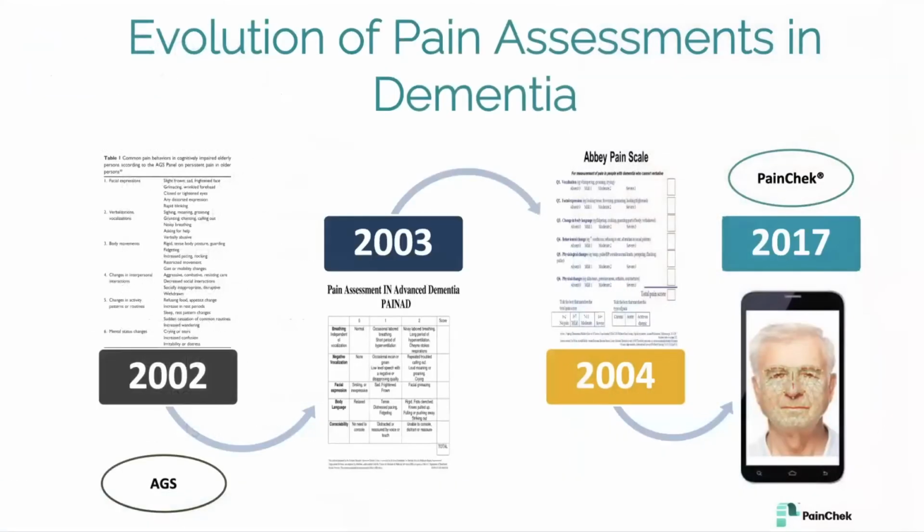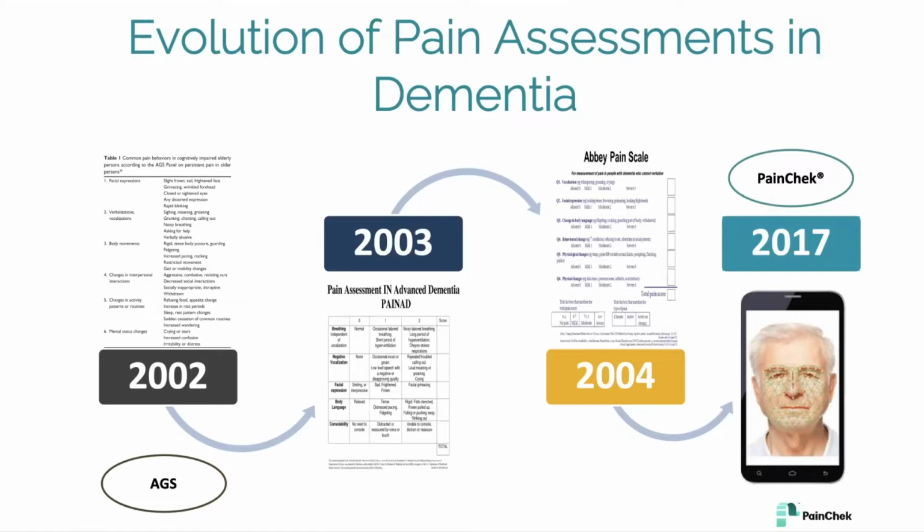So team, I think it's just worth touching on this slide very quickly, and I think it paints a really nice narrative around the evolution of pain assessment in people living with dementia. As you can see, the AGS guidelines came out in 2002, the PAINAD in 2003, but I think most people will be familiar with the Abbey Pain Scale that was founded in 2004. And then Painchek's inception into the market in early 2017.